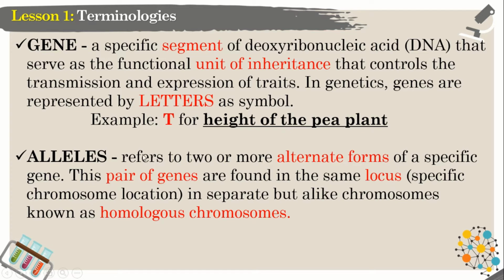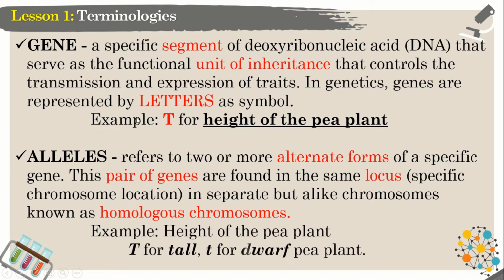Since we are coding the genes for height as T, now for alleles, for capital T, that means this gene is for tall genes. And then if it is written as a small t, then that means this gene is coded for a dwarf or short plant. That is according to Mendel's work.